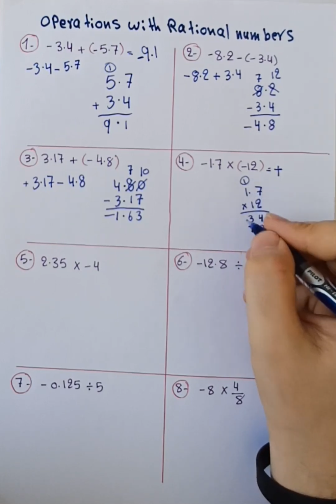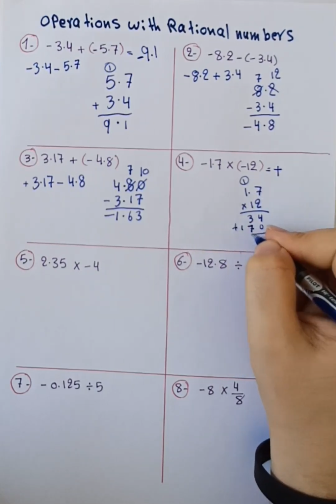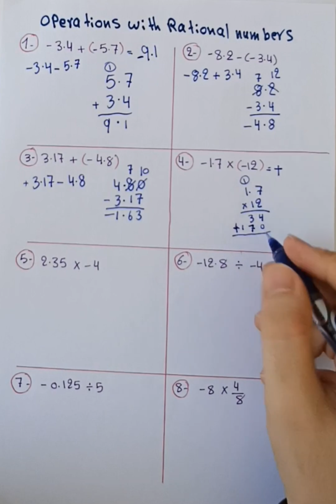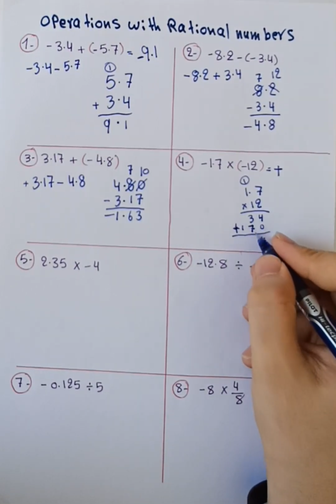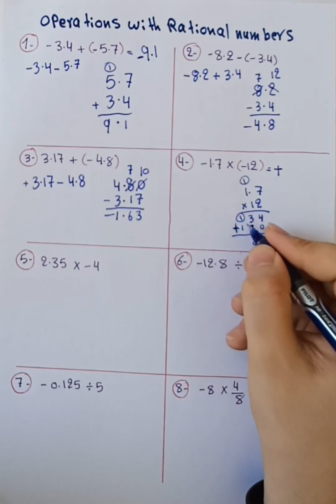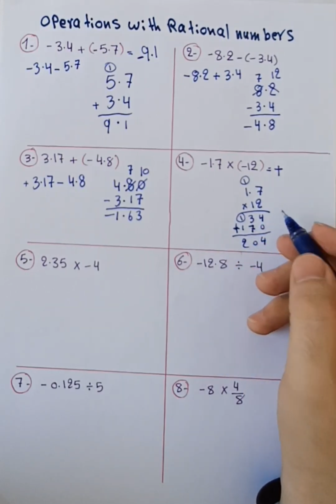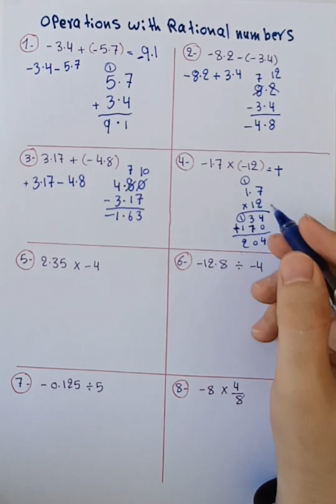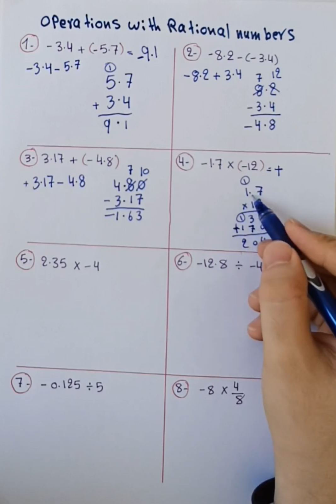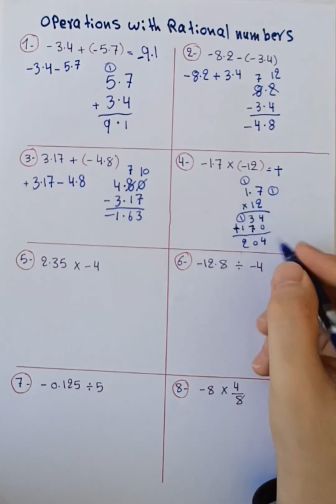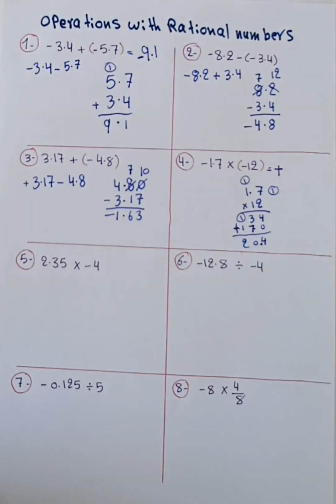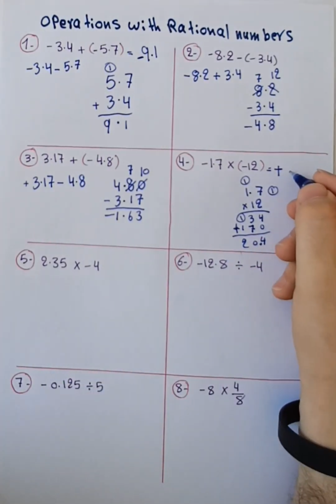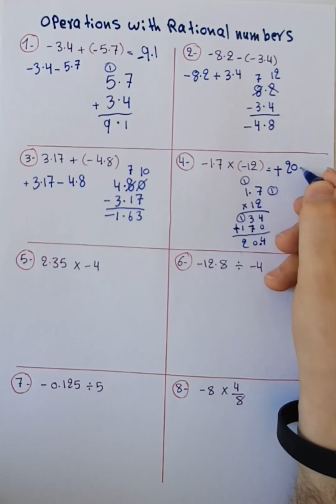1 times 1 is 1. You have to add the products. 4 plus 0 is 4, 3 plus 7 is 10, you have to regroup, 1 plus 1 is 2. Now you have to write the decimal point in the product. In the first number after the point you have only one digit, so you have to skip one digit and then write the decimal point. So the product is positive 20.4.